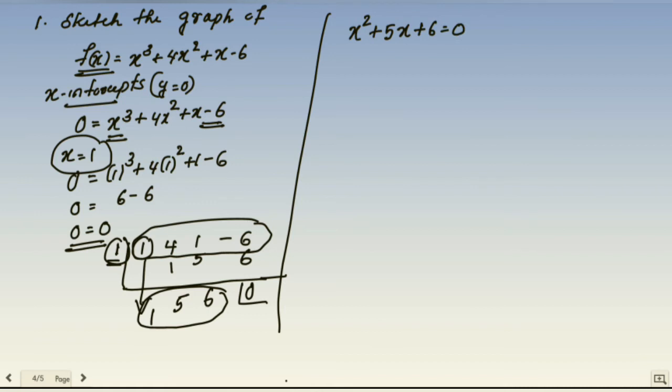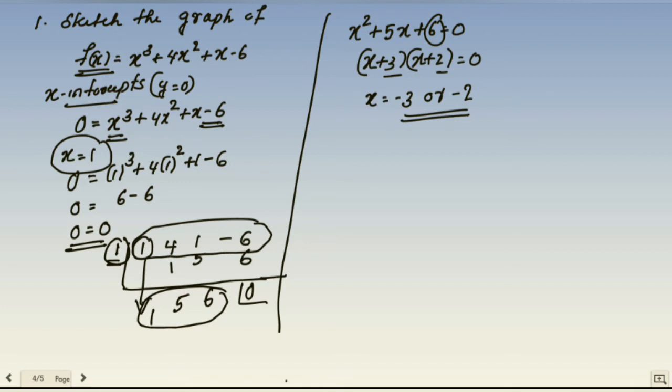This one I can factorize it very easily. That is x plus 3, x plus 2 is equal to 0, isn't it? Because 3 times 2 is 6, 3 plus 2 is 5. So I can factorize it very easily. So I got next to x-intercept, that is x is equal to minus 3 or minus 2. So I have all 3 x-intercept, that is one I got it using factor theorem, then other 2 I got it using synthetic method. It's clear.